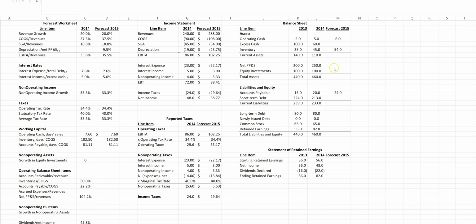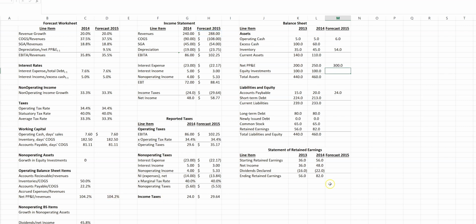And this is what we'll talk more about in the lectures, about whether there's different ways to forecast this. But we'll just choose to forecast it here as a percentage of revenue. So we'll say that net PP&E in 2014 as a percentage of revenue, oh, and I can make this a percent, is 104.2% of revenue. And so we can make that forecast in 2015.